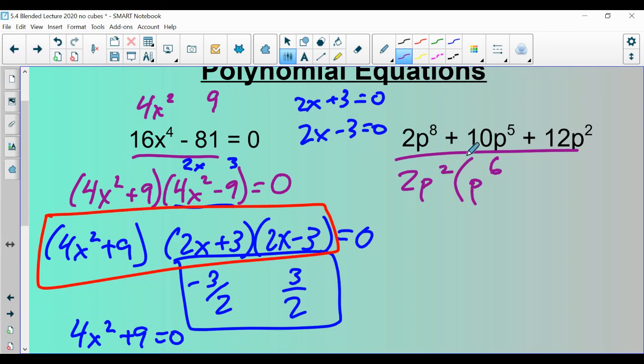If I took out a 2p squared out of 10p to the 5th, remember I'm undoing the distributive property, so I could think of it as what multiplies. That would be 5p to the 3rd. And this last one, 2p squared times what would be 12p squared? That would be positive 6.